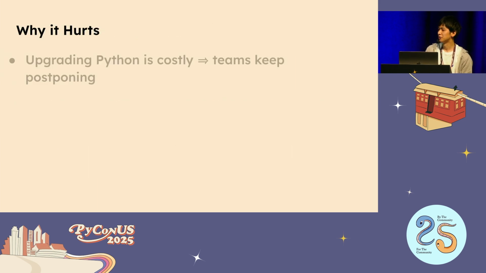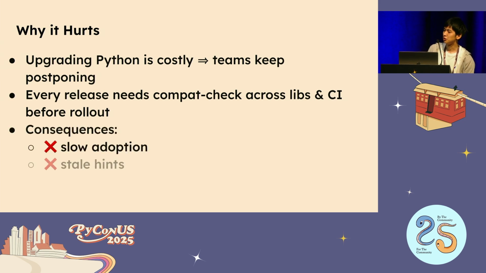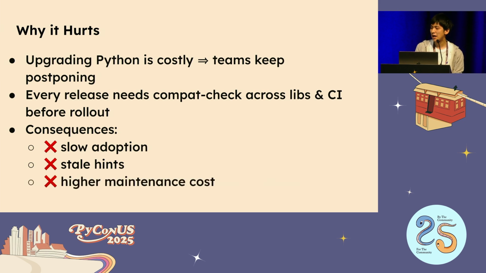Why is it hard? Upgrading Python is very costly. Teams keep postponing. Every release needs compatibility checks across libraries and CI before rollout. Consequence: slow adoption still hinders type hints and raises maintenance cost, especially in enterprise products, where we can't upgrade quickly.